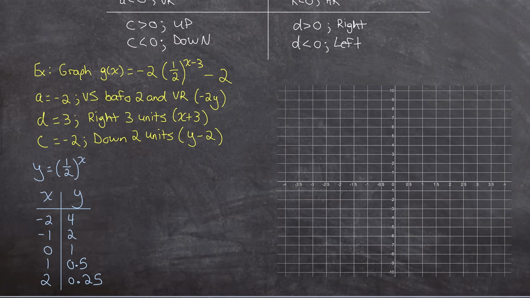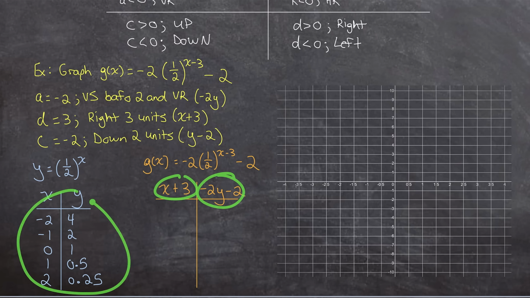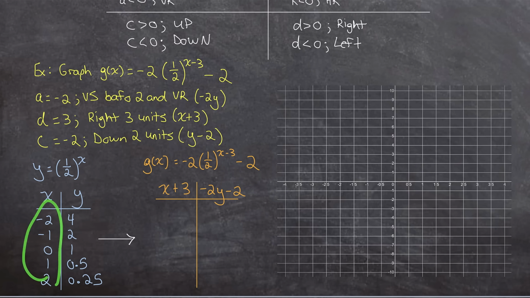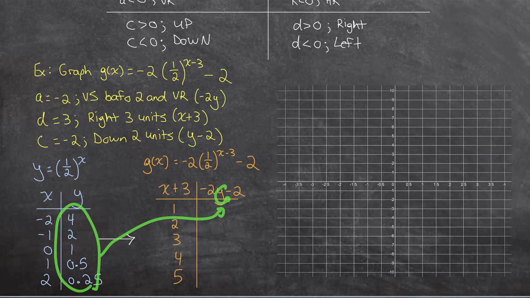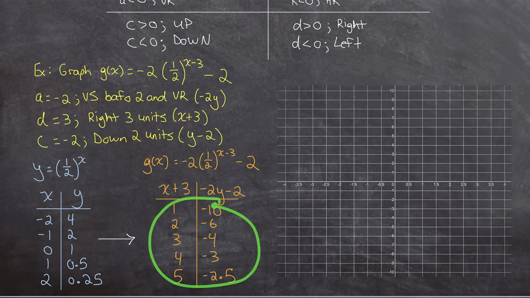And now I'll make a table of values for my transformed g of x function. In the table, I'm going to communicate these transformations that I'm doing to my x and y values. To the x values, I just have to add 3, and to the y values, I have to multiply them by -2 and subtract 2. So I will do these transformations to these points. To each of these x values, I have to add 3, and to each of these y values, when I sub them in here, I have to multiply them by -2 and subtract 2. And then I can just use these points to get a good graph of my g of x function.